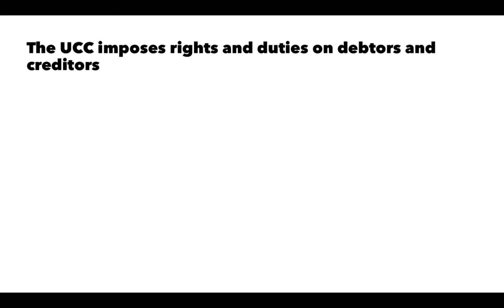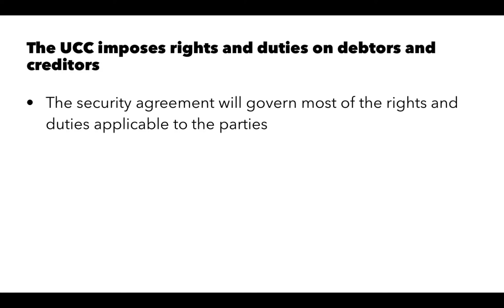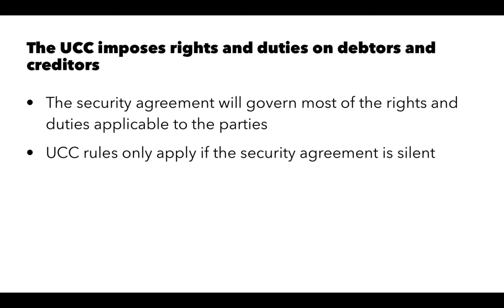So debtors and creditors have rights under the UCC. The UCC imposes rights and duties on debtors and creditors, and the security agreement is going to govern most of the rights and duties that are applicable to the parties. In the agreement itself, the rights and duties of the parties are set out. If the security agreement is silent on a particular issue, the UCC will supply the proper rule.